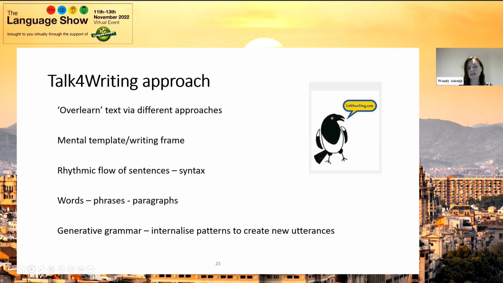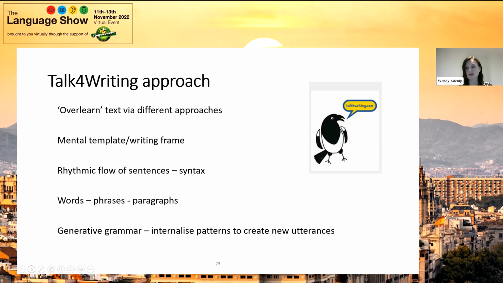And in this way, they have a mental template and a writing frame of the sort of language that they need to produce themselves when they have to do this independently, and also to be able to then manipulate parts of what they've learned, change the verb, change an adjective or a noun, for example. They can also see the rhythmic flow of sentences and the syntax and words, phrases, paragraphs. So we move quickly away from word and phrase level to paragraph. And also in terms of grammar, it's generative. They internalize patterns to create new utterances.